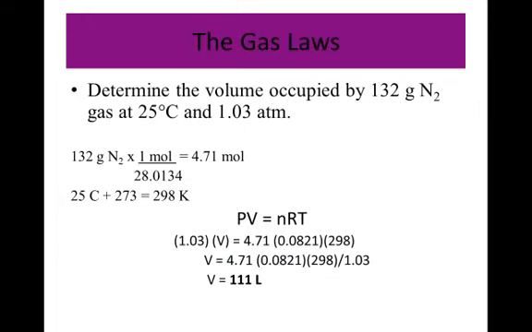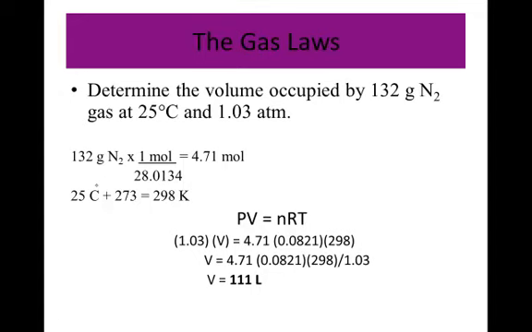So we have a problem where they want us to find the volume. If I have 132 grams of nitrogen gas at 25 degrees Celsius and 1.03 atmospheres. So the first thing is this 132 grams, I'm going to have to change to moles. So I'm going to use the molar mass of 2 nitrogens off the periodic table and take my grams, divide by my molar mass to get my moles.